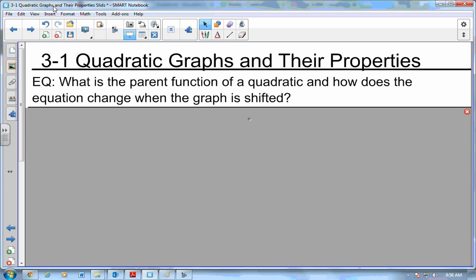You're going to be hearing this phrase, parent function, for the rest of your math career. Parent function. As long as you're taking math classes, you're probably going to be hearing that phrase, parent function.